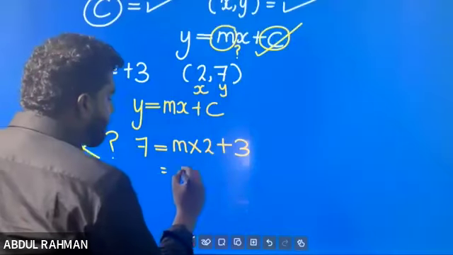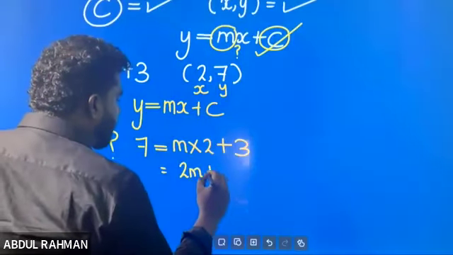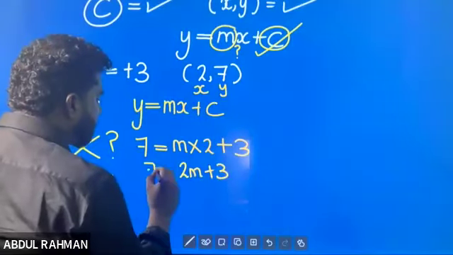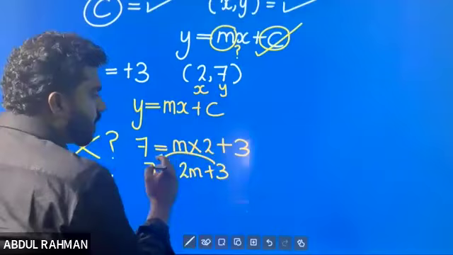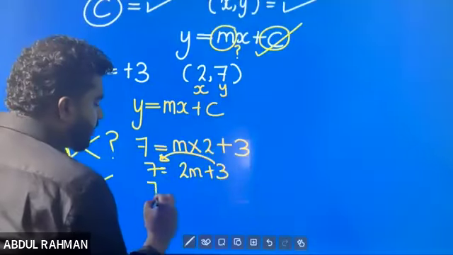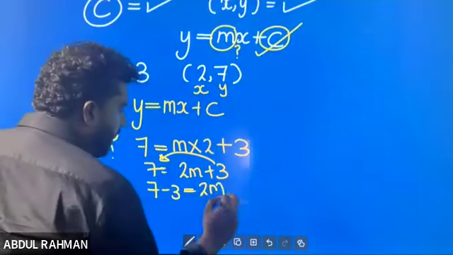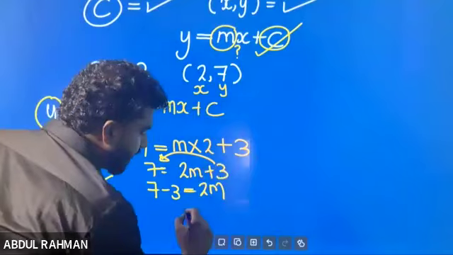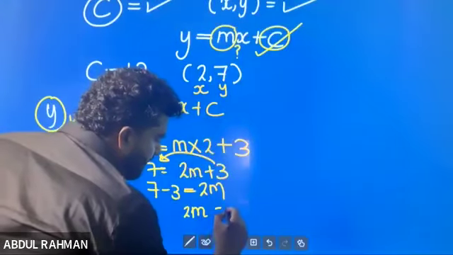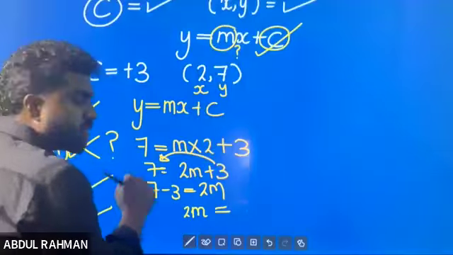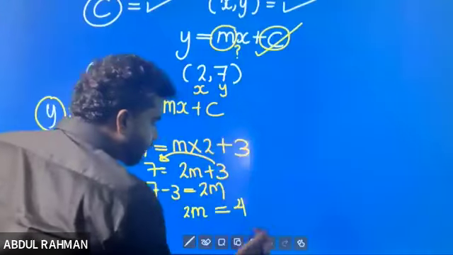M into 2, what is the answer? 2m is the answer. Plus 3 is here, 7 is here. I'm bringing 3 to this side. Plus 3 comes to this side and becomes minus 3. Minus 3 here. On the other side, I have 2m. I'm flipping this, in the sense I'm writing 2m first. 2m is equal to 7 minus 3. What is the answer? 4 is my answer.